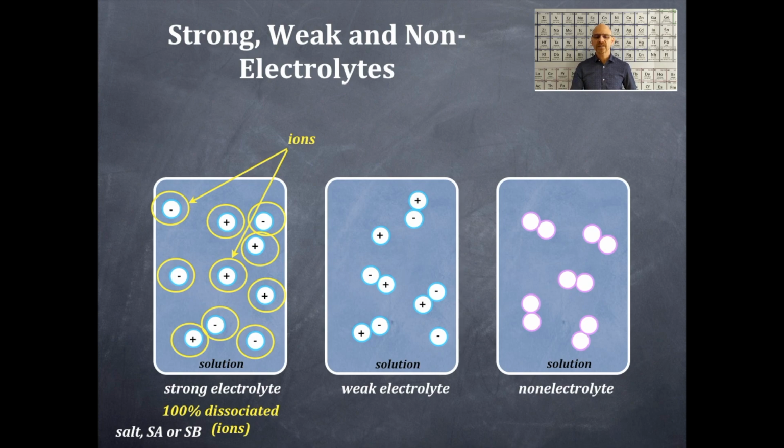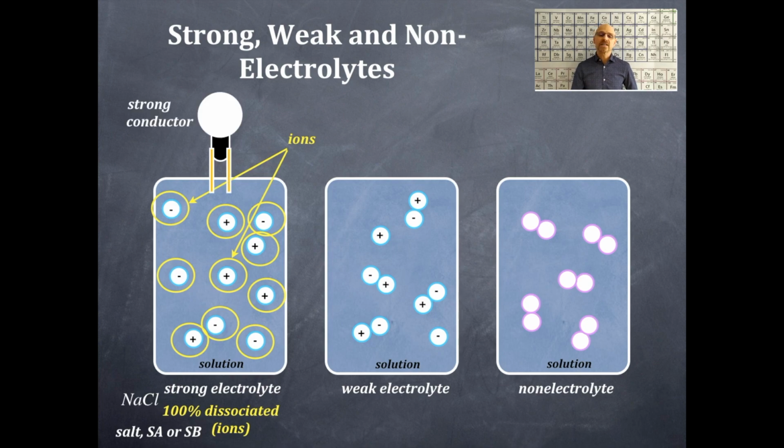Okay, what fits in this category of a strong electrolyte, which produces complete dissociation or complete ionization? That is any salt, a strong acid, SA, or a strong base, SB. Okay, and sodium chloride is a perfect example of this. NaCl is an example of a salt that is a strong electrolyte.